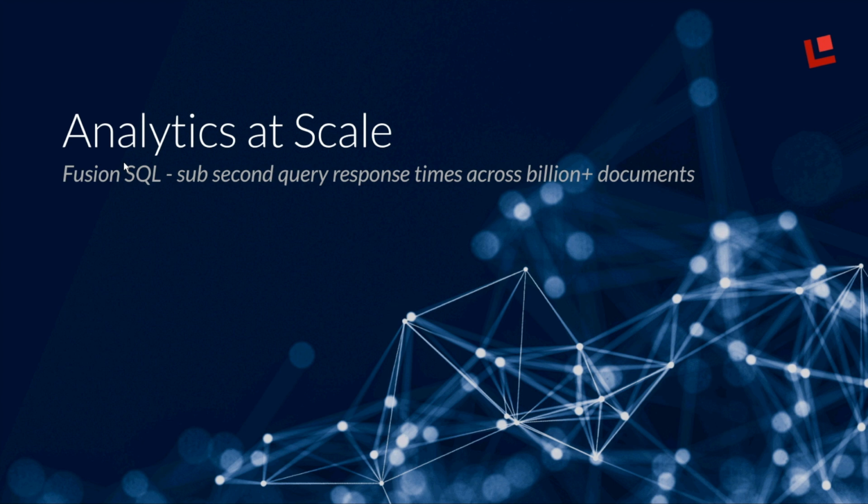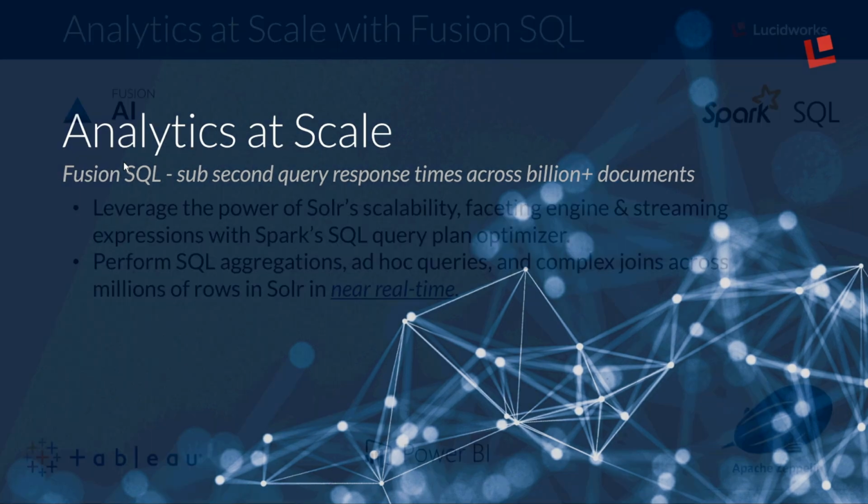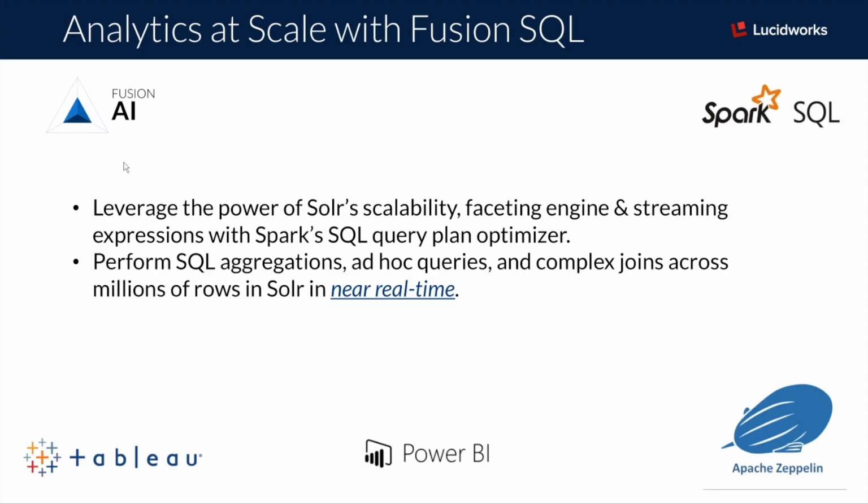Fusion SQL is our extremely scalable and performant enterprise-grade analytics service that provides sub-second response times for queries across more than 1 billion documents. Our SQL service is powered by Solr and Spark. We leverage the impressive power of Solr's scalability, faceting engine, and streaming expressions, along with Spark's SQL query plan optimizer. We can now perform SQL aggregations, ad hoc queries, and complex joins across millions of rows in Solr in near real time.